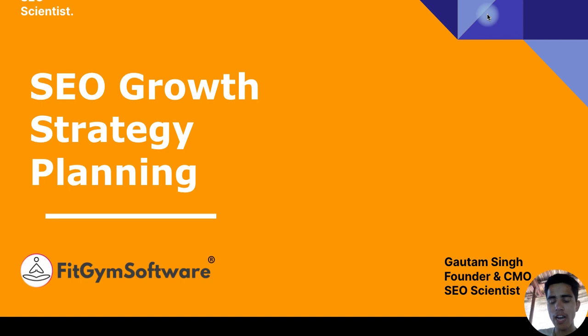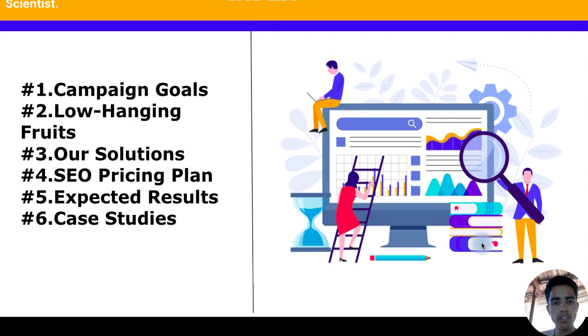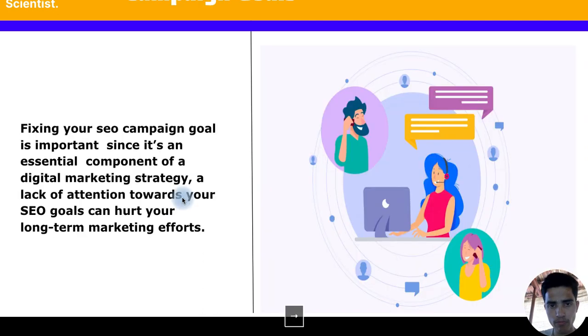So in the first screen, I have created the index. What are the things the client can expect in that particular strategy? Number one, what are the campaign goals which we are setting? The low hanging fruits, which means the opportunities. What are the solutions we are offering, our pricing plan, some of the expected results and the case studies.